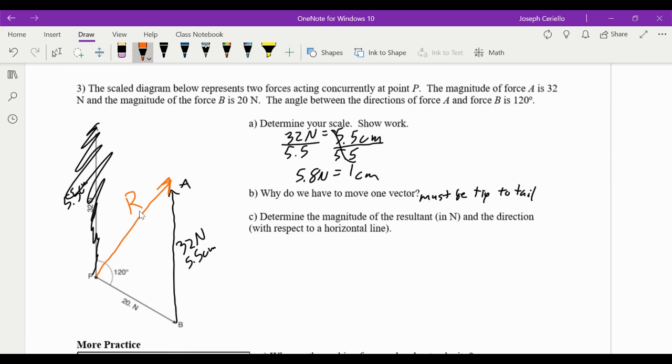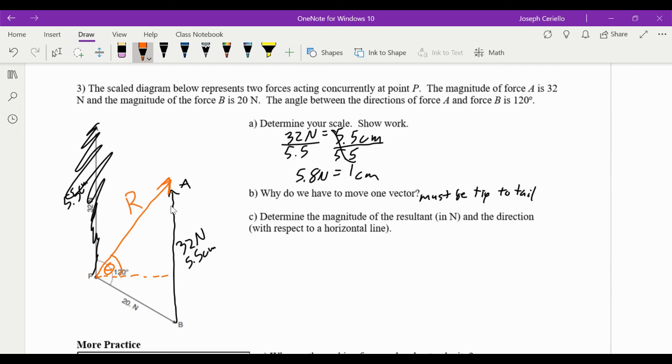So we need to do two things. We need to get the magnitude of the resultant in newtons, and we need to get the direction with respect to a horizontal line. What does that mean? Well, if there were an imaginary horizontal line, we need to get this angle right there. So how do we go about doing this?